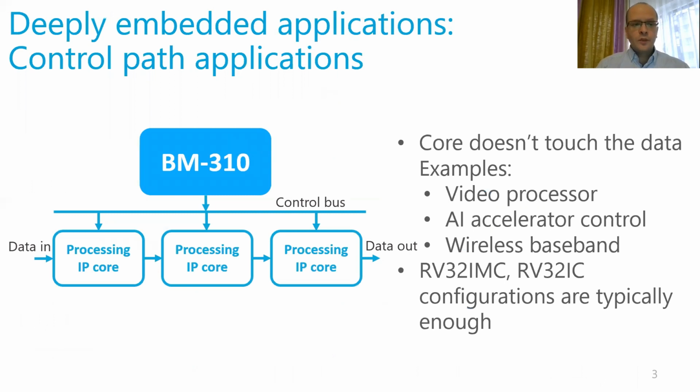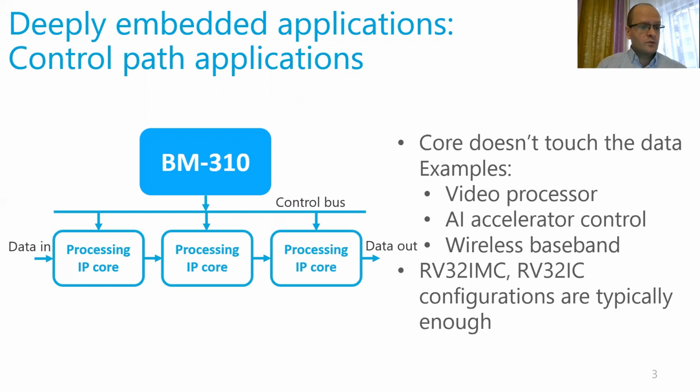So moving to the applications, the initial wave of customers were asking us about simple cores for control applications, where usually the core doesn't touch the data itself. In these scenarios, there are several IP processing blocks which should be controlled by the core, doing configuration and state machine-like jobs. Examples which we face are video pipeline processing, wireless baseband processing, and control of an AI accelerator.